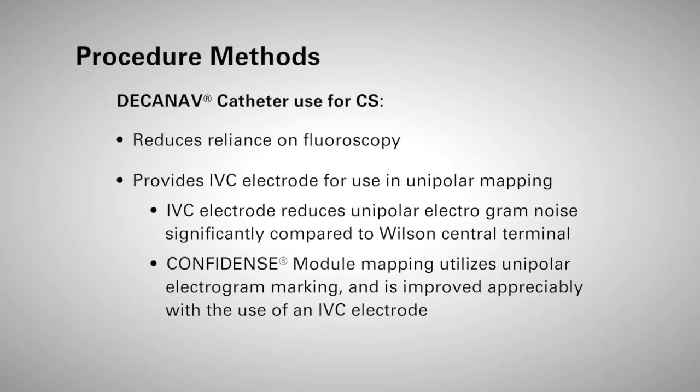In addition, and equally important, the Decanav catheter has an IVC electrode on it. It's one of the few catheters that does. The IVC electrode is very important for obtaining accurate confidence maps. Confidence maps depend on unipolar electrograms, and these, using the standard Wilson common terminal, are often very noisy. So using an IVC electrode significantly reduces unipolar noise and improves the accuracy of the confidence map.